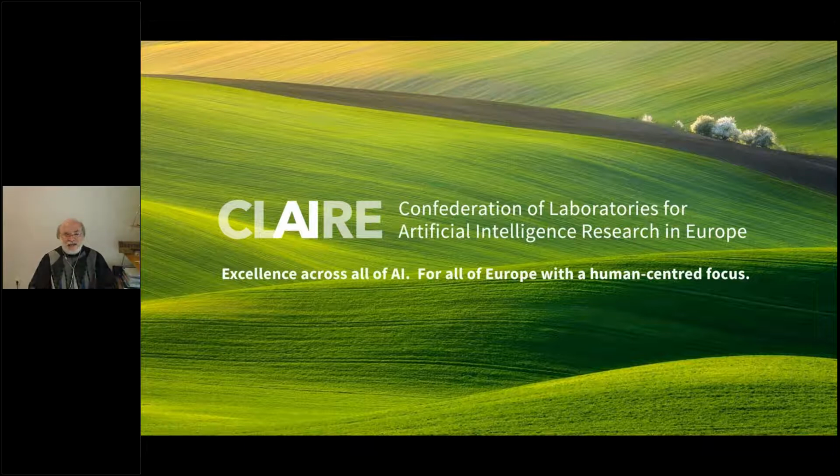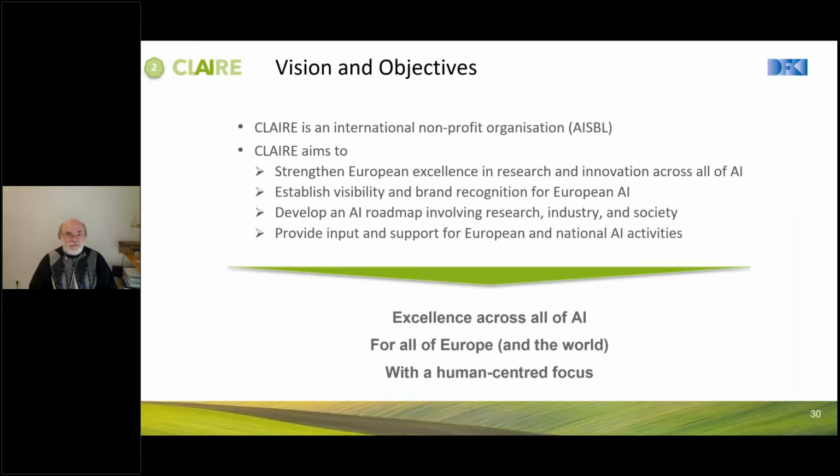Our goals are excellence across all of AI for all of Europe with a human-centered focus. And so we aim at strengthening the excellence in research and innovation across all of AI, not just deep learning and not just learning, but all the combinations that I mentioned. Establish visibility and brand recognition for European AI, really important, right? Google, everyone knows Google is doing AI, which is not necessarily true for the excellent AI that we have in Europe.